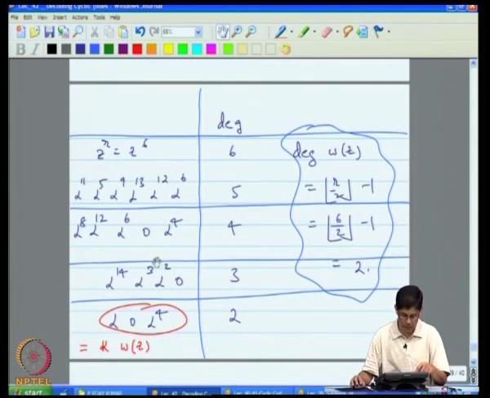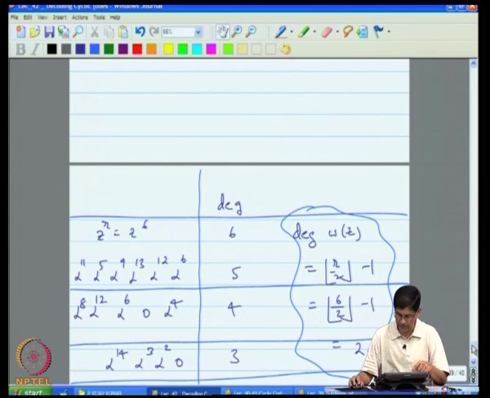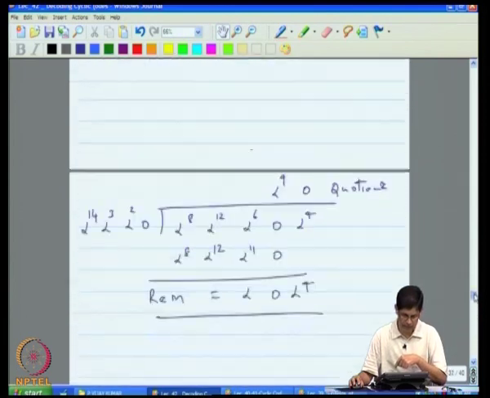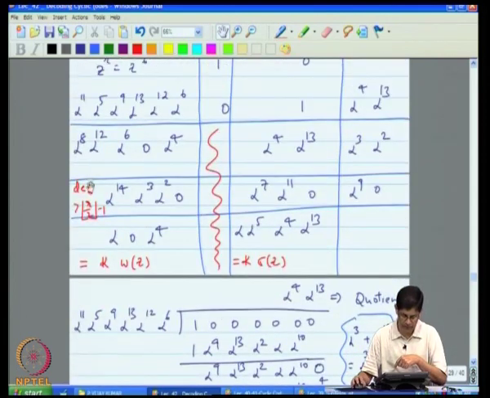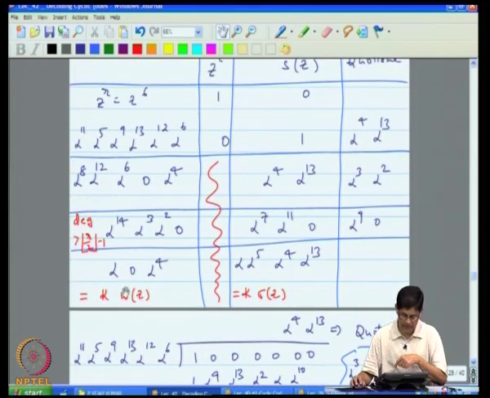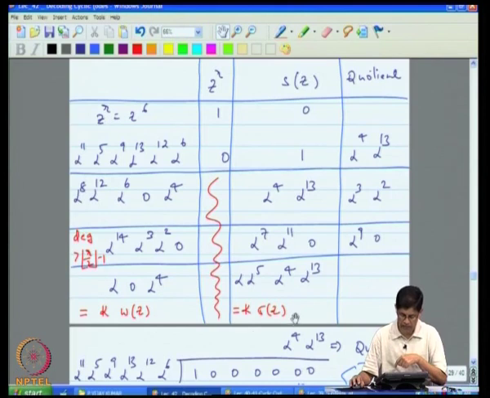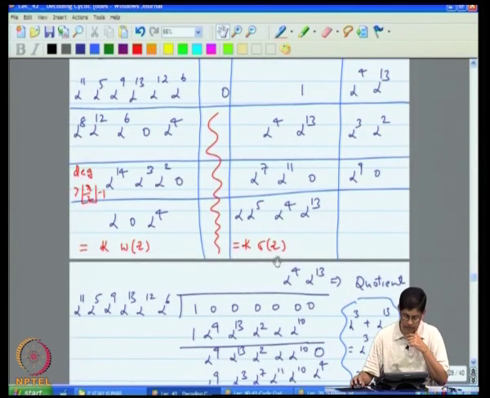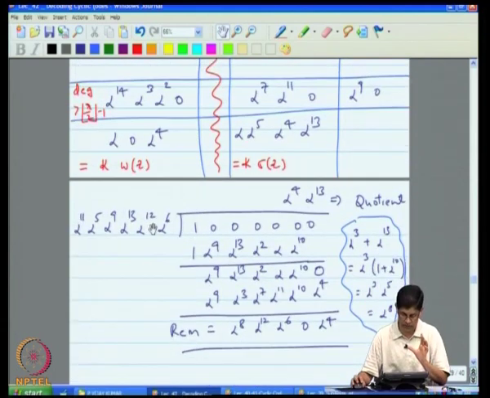Our stopping point is you look for when the degree in the leftmost column dips to 2 or less, that is r by 2 minus 1 or less. That is what happened here. The degree dipped over here and then we said okay, this is some constant times omega of z and this is some constant times sigma of z. Remember we said that z of r times something plus s of z times something was giving you omega of z. So, now you know sigma and omega up to a constant.